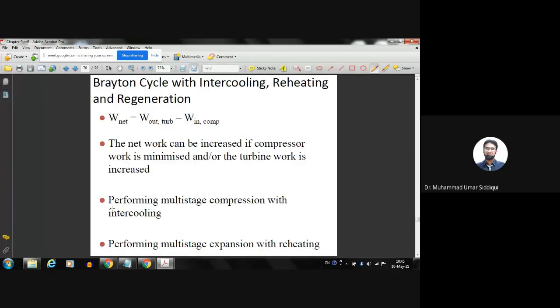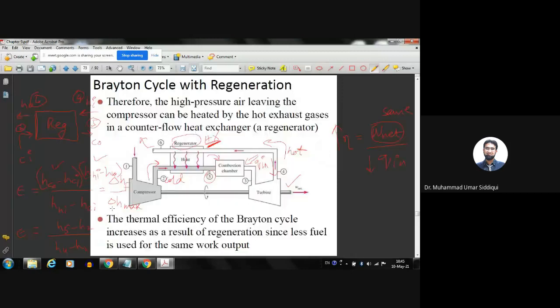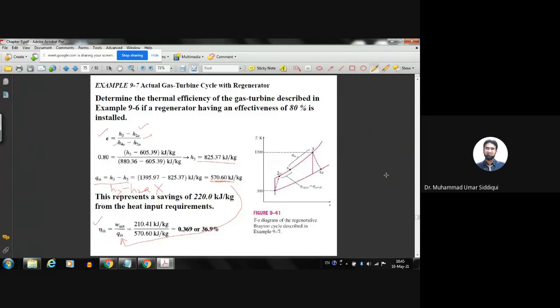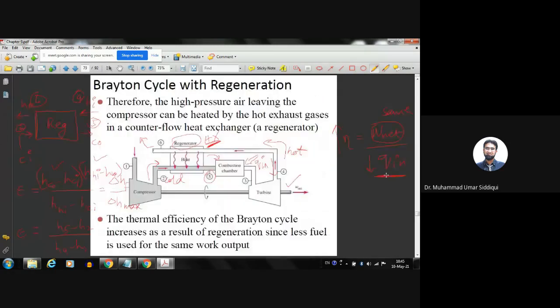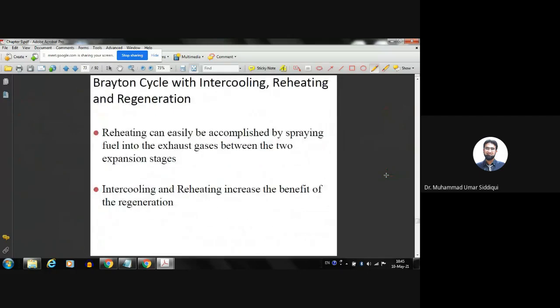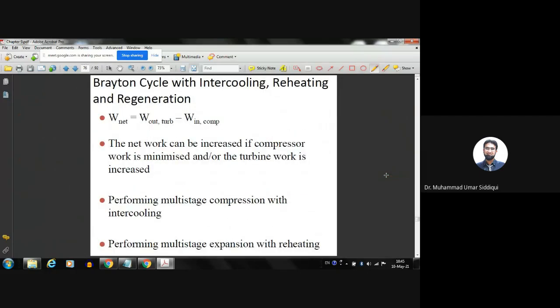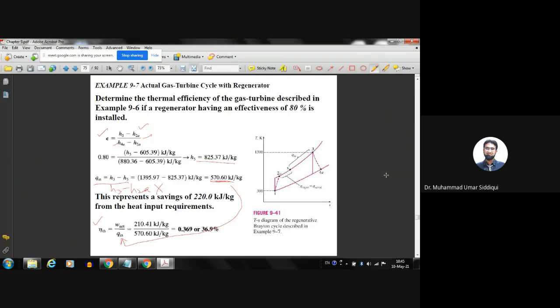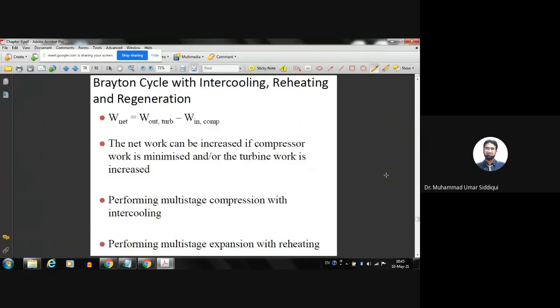Okay, so this was one way. One way was to increase the efficiency by working over Q in. By reducing Q in, we can increase the efficiency. The next methodology is by working over the W net. Okay, and this is done with the help of intercooling and reheating. Now, how do intercooling and reheating work? We are going to discuss it after 5 minutes.